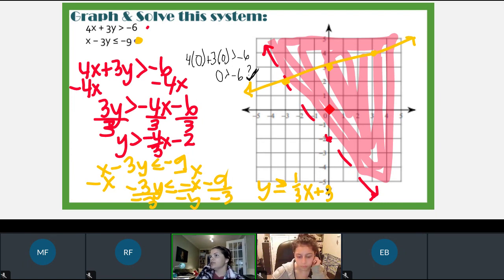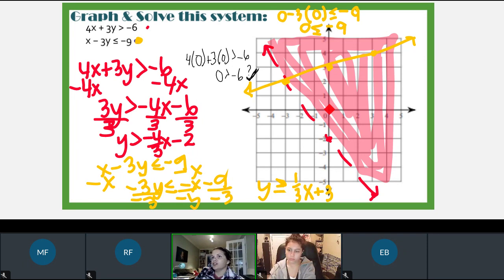And then I need to use 0, 0 as my test point. I'll do that up here. So 0 minus 3 times 0 is less than or equal to negative 9. So I'm asking myself, okay, is 0 less than or equal to negative 9? Is 0 less than a negative number? No, 0 is greater than all negative numbers.